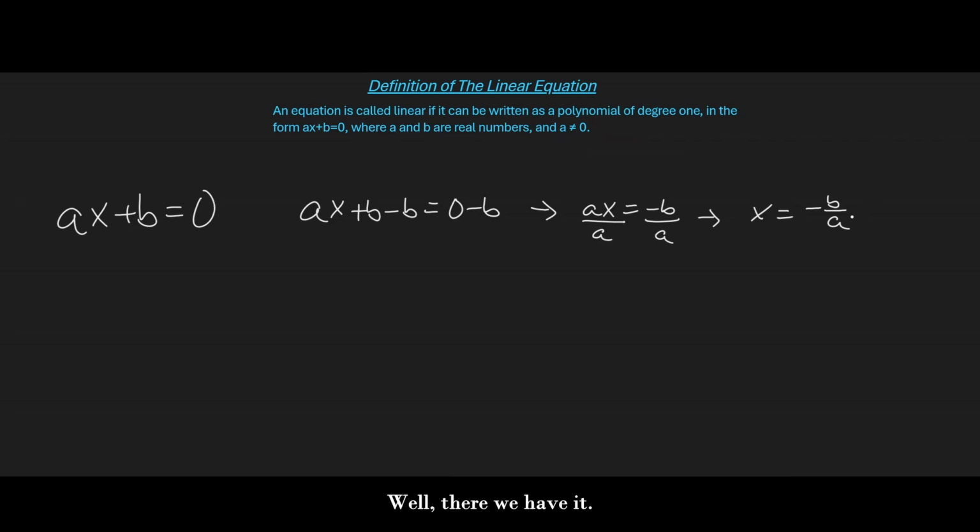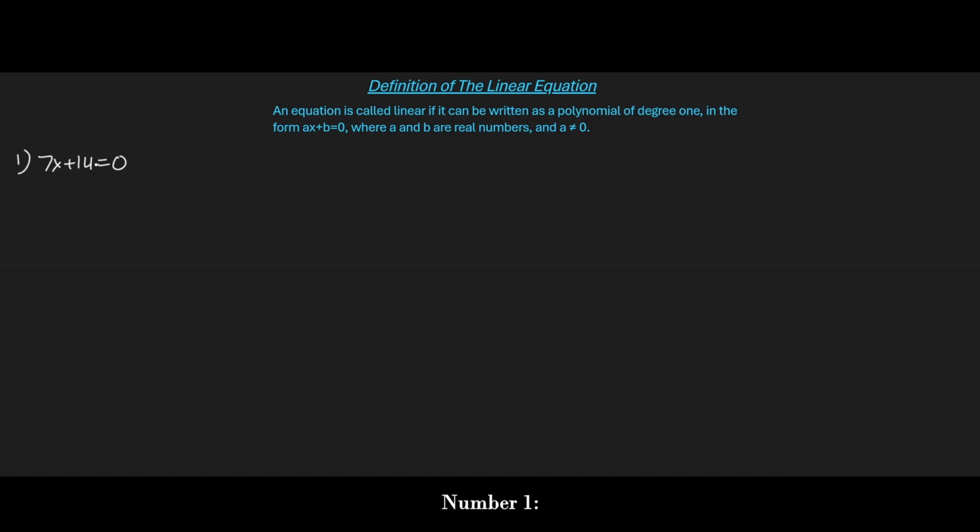Well, there we have it. We figured out what x is. For linear equations, x is equal to the negative of b divided by a. Let's look at some simple linear equations. Number 1. 7x plus 14 equals 0.